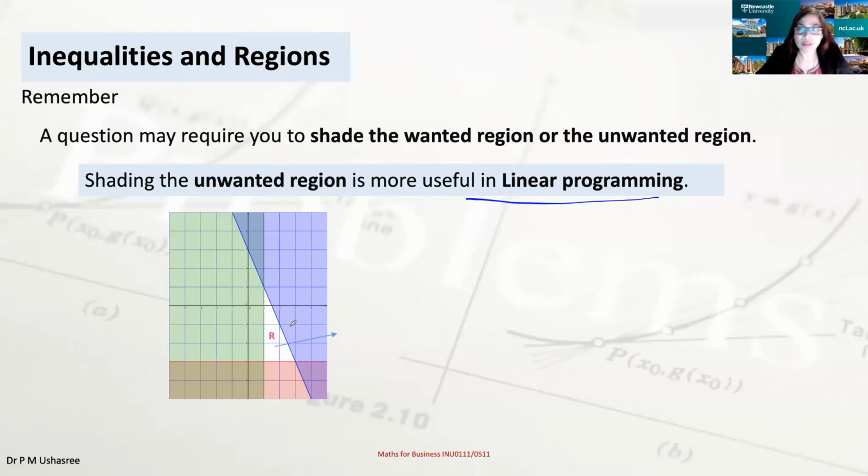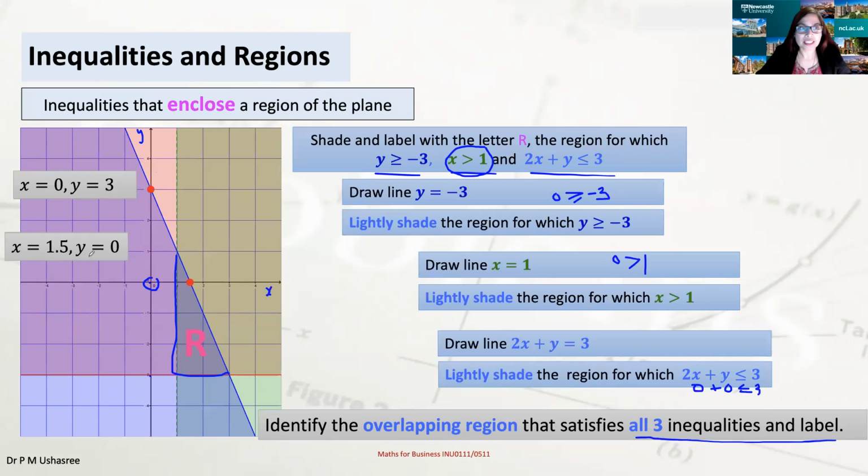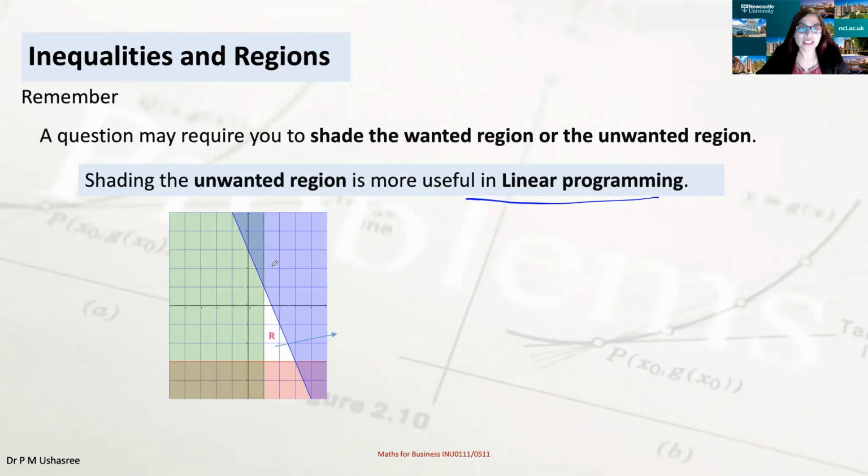So that means for the same previous example, this is the region we were interested in, and we did everything opposite. For example, let me go back. We shaded this region for the straight line 2x plus y less than or equal to 3. Now we are shading this region, you see? So it's all the unwanted region we are shading.